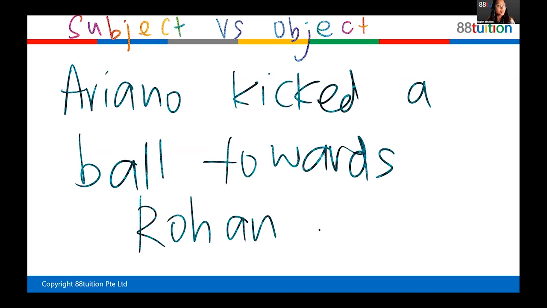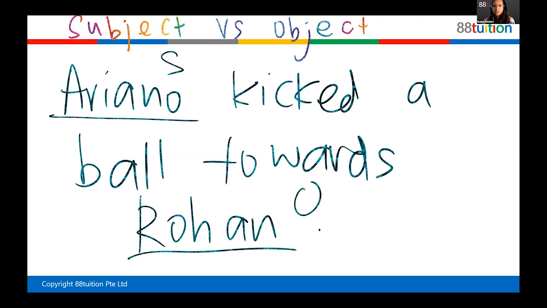Yes, Nico. Ariano is the subject and Rohan is the object. Very good, Nico. Give us a point. Can you tell me why is Ariano a subject? Because she's the one doing the action. Very good. And then why is Rohan the object? He's the one receiving the action, right? Yes, behind the verb. That's very good. Give us another point for explaining. Very good, well done. So you get the idea what is a verb and what is an object.